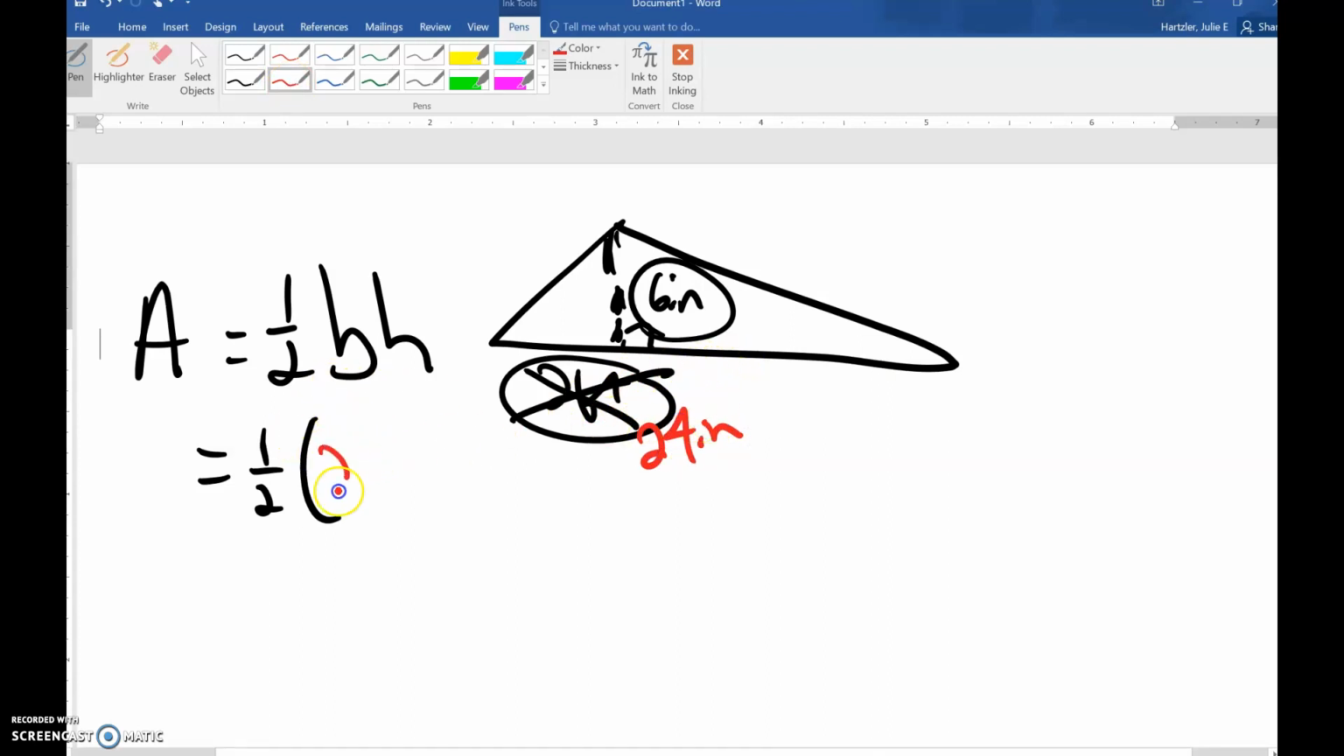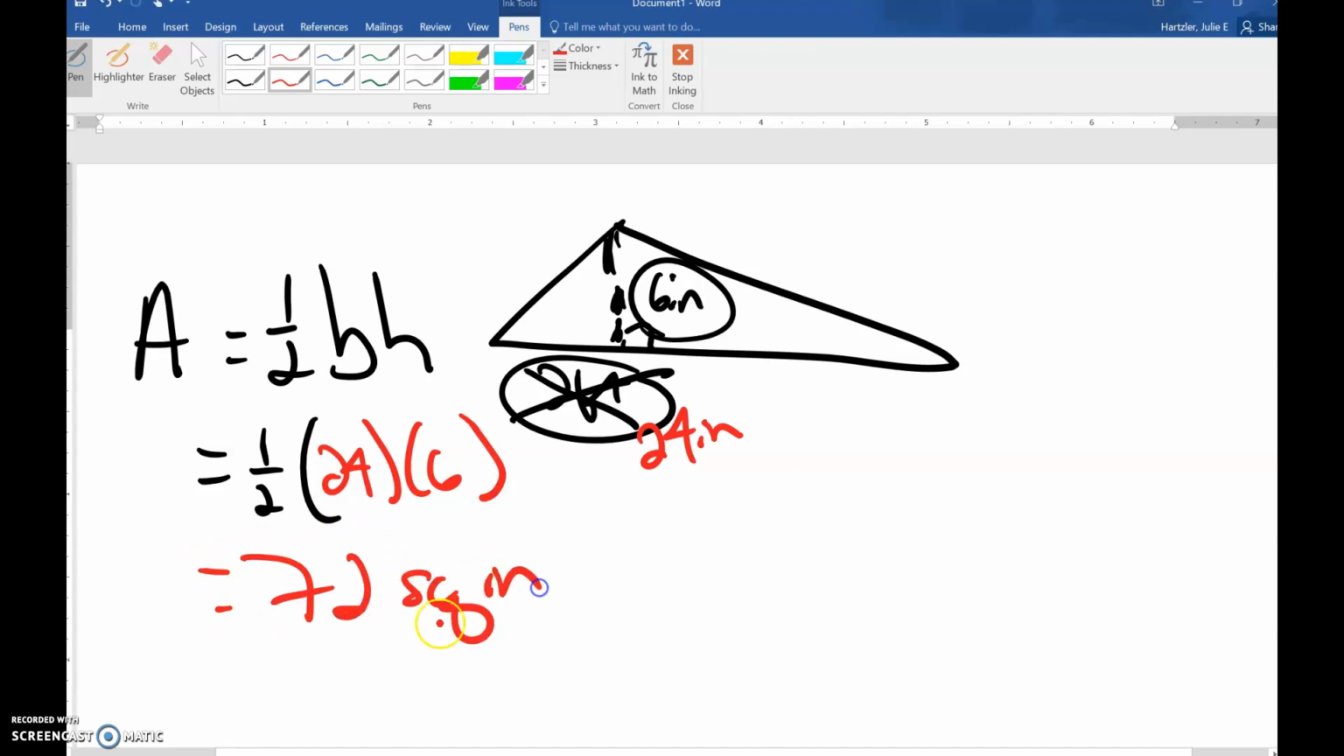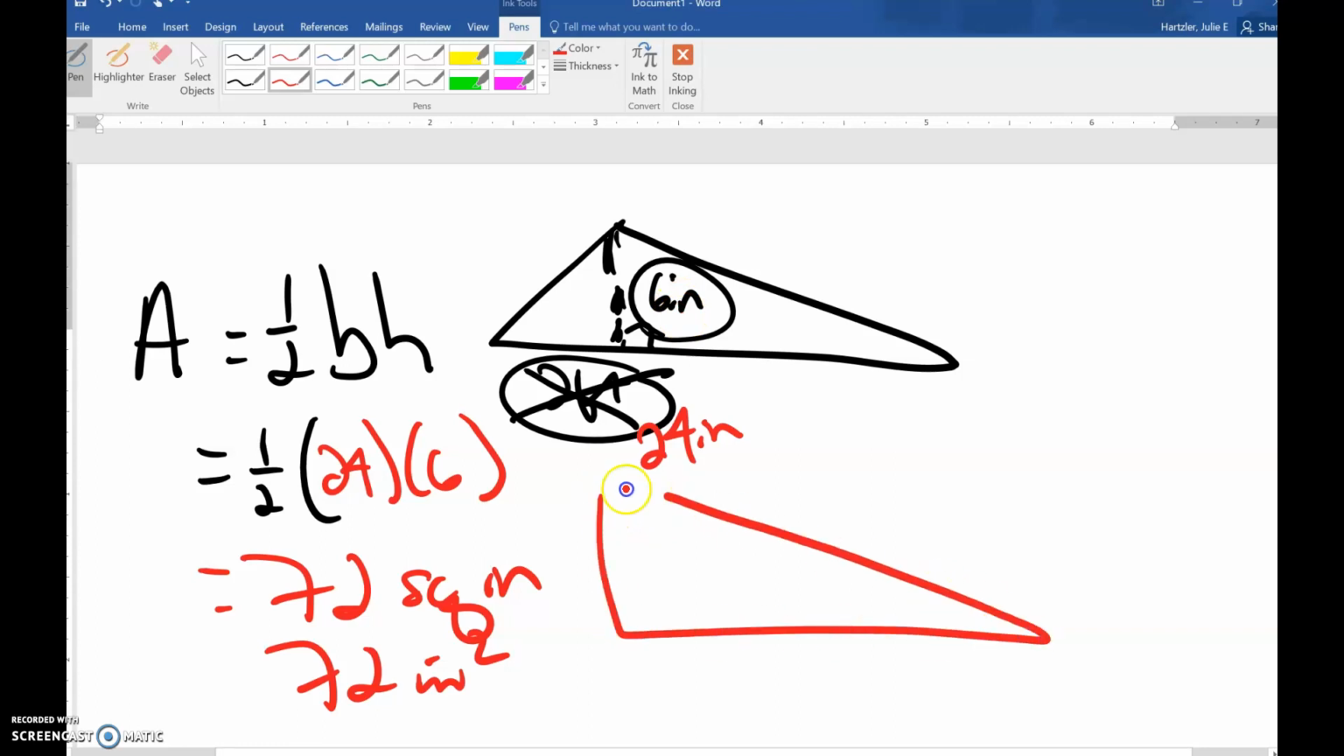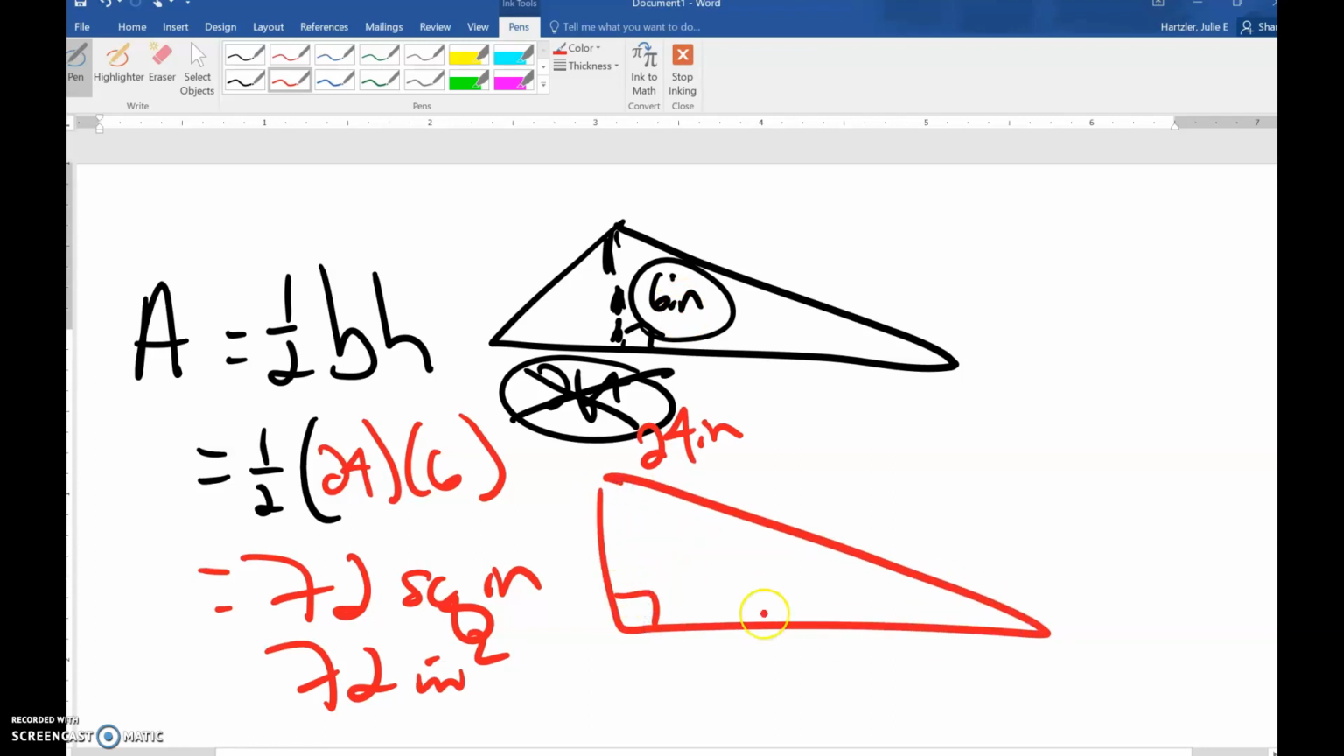So the base is 24 inches. The height is 6 inches. So if you multiply across, you get 72, and it should be square inches. Or you could write it like that. If you wanted to, you could do feet. And again, you might have a right triangle that looks like this instead. You could do 2 feet, and then 6 inches is half a foot.